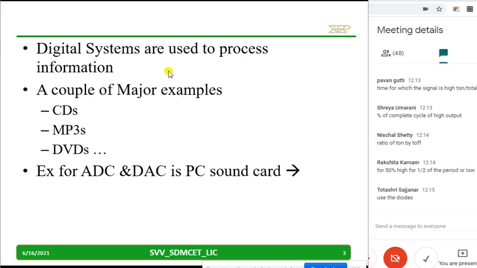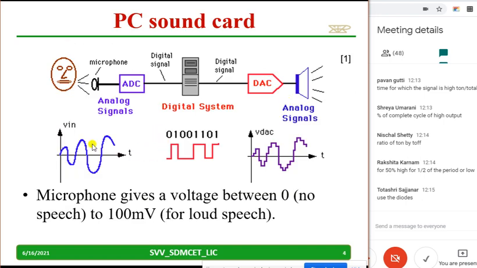Digital systems are used to process information. A couple of major examples, and many you know: CDs, MP3, everywhere we store in terms of bits only, digital only. But actually sound is not digital, it is purely analog. What I am talking is analog, but I store it in digital. Say I am talking, I convert that into digital and store it in the system, and I do whatever processing I want. Again I convert D to A, use the speaker, and listen to it. So I upload it on YouTube, but everything is digital when I am processing and storing. In the end it is again analog, and the input is also analog. This is how we use A to D converters and D to A converters. One should know this. Understand this.